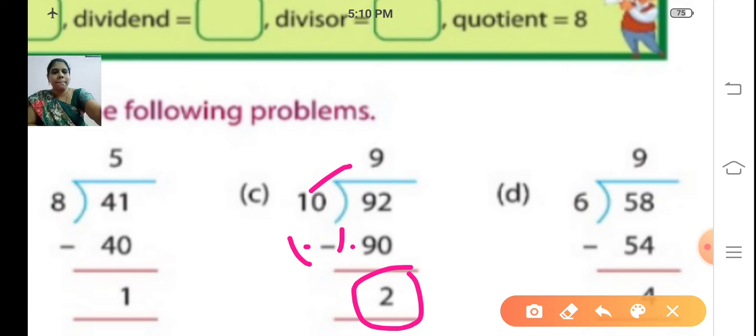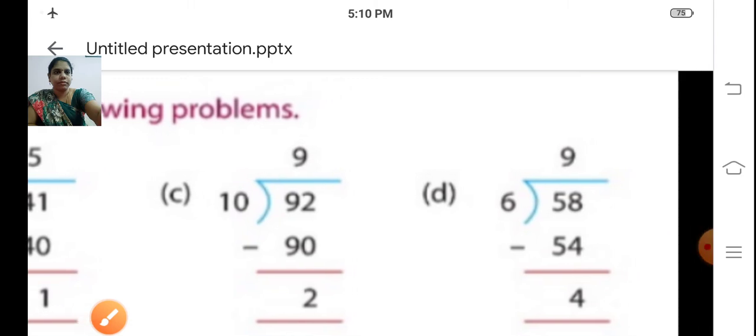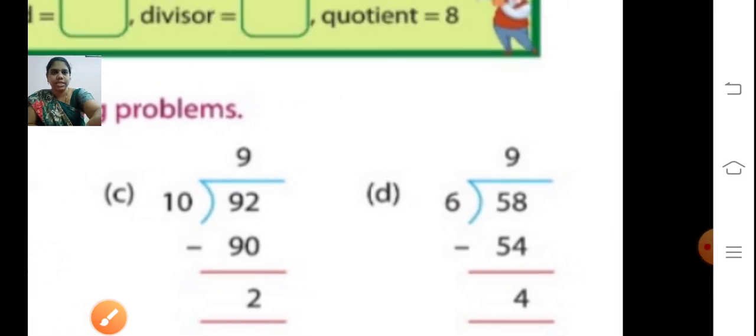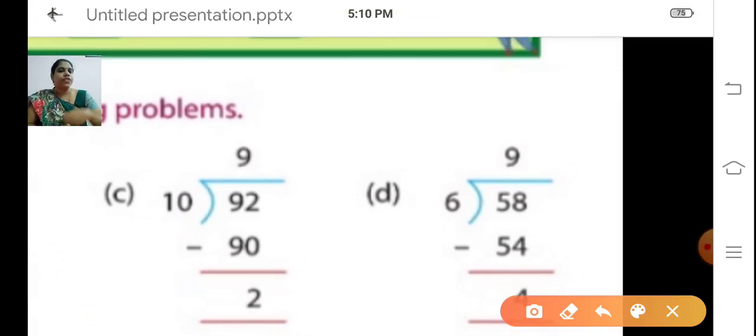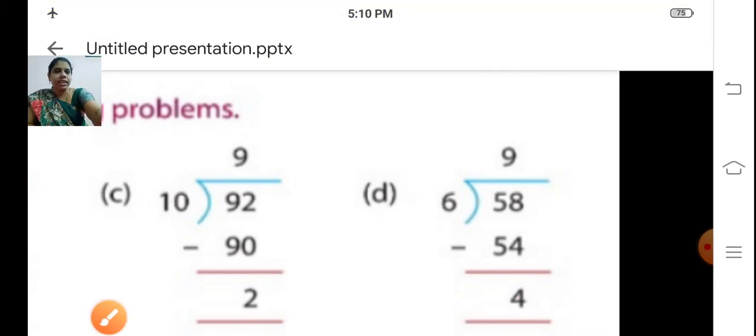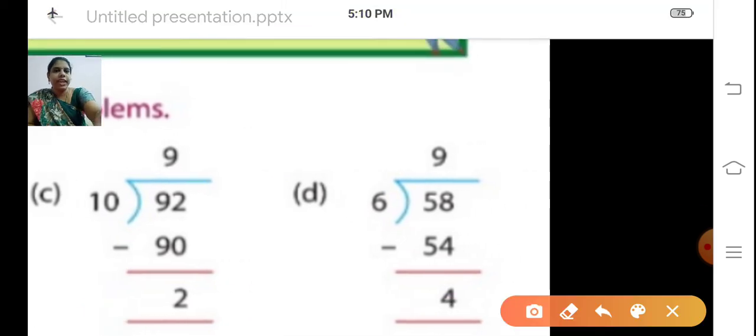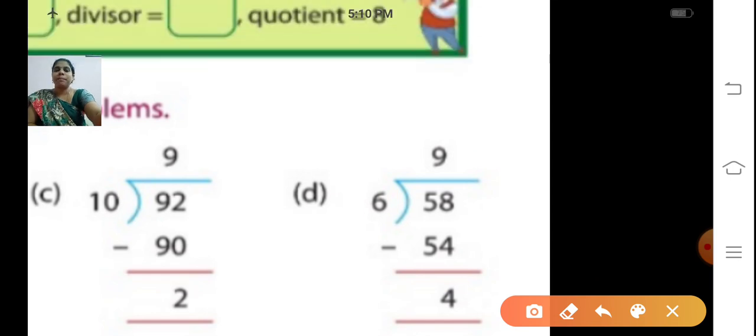Next, D sum. Now 58 divided by 6. In the 6 table, 6 9s are 54. 6 10s are 60, so 60 we cannot take. So 6 9s are 54. Then 8 minus 4 is 4. Now tell me which one is the remainder here? Yes, 4 is left over, isn't it? So that number we are going to circle.